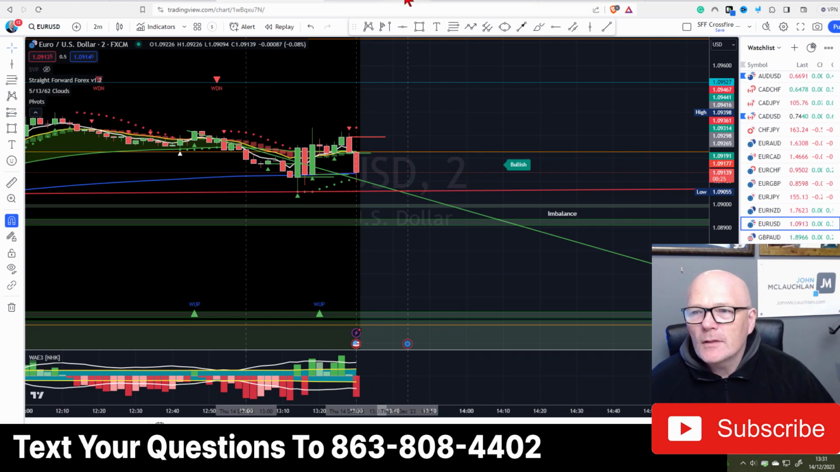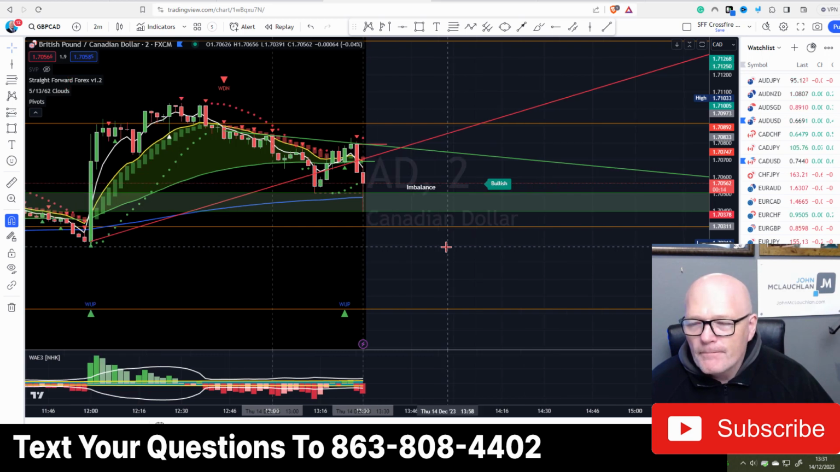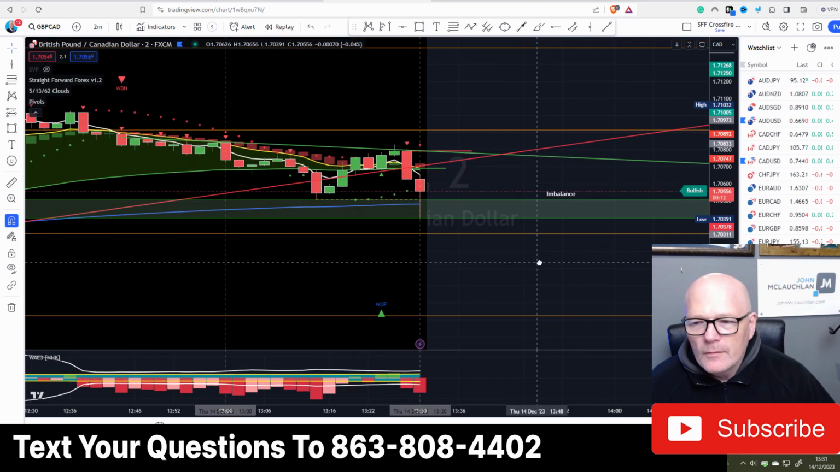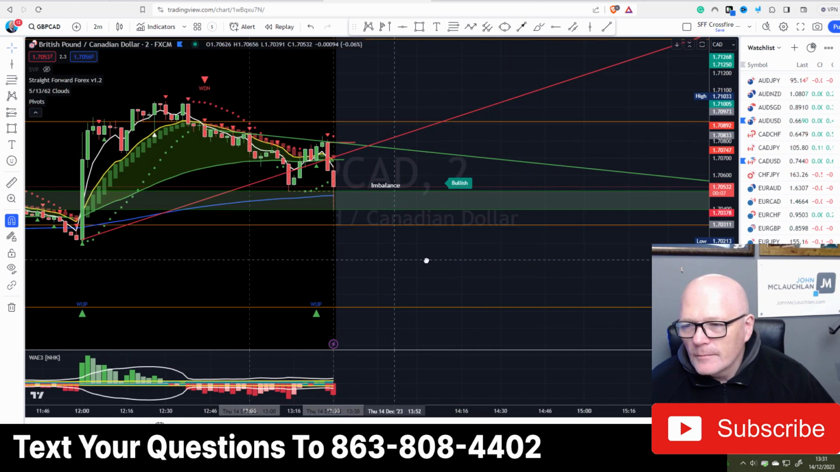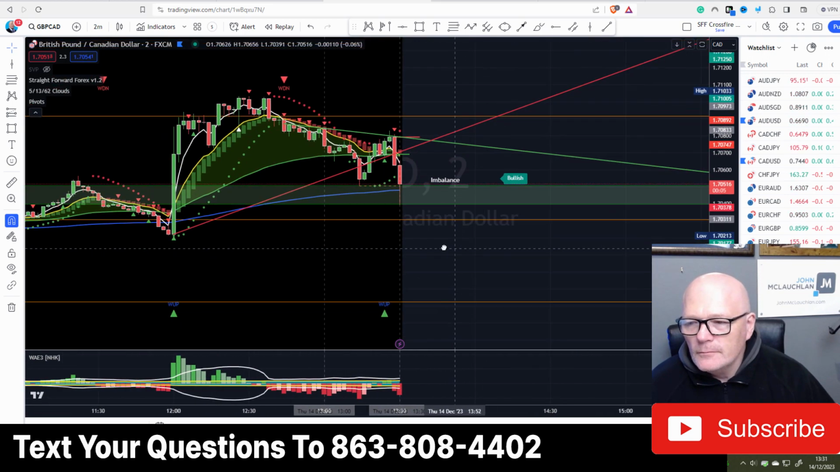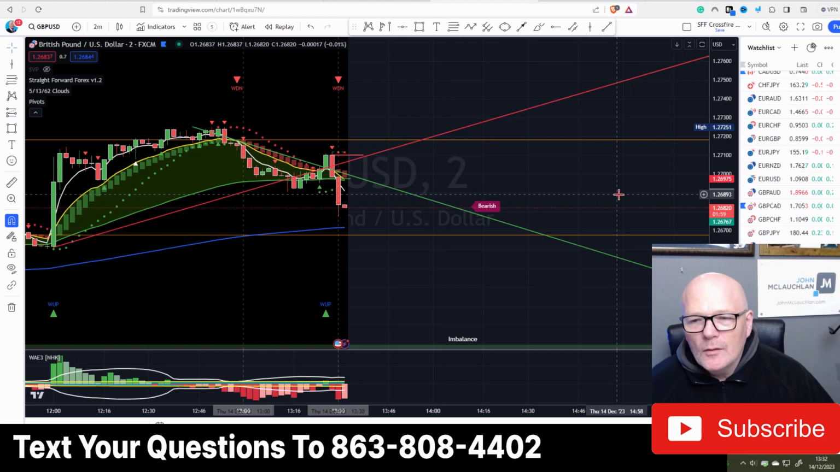So let's just have a look at the GBP CAD. Similar situation on that, and you see how it's taken, it's just down to the imbalance, almost perfectly to the pip. Look at that, to the pip. And GBP USD, it's all the same story, all the way across the board with these four pairs.